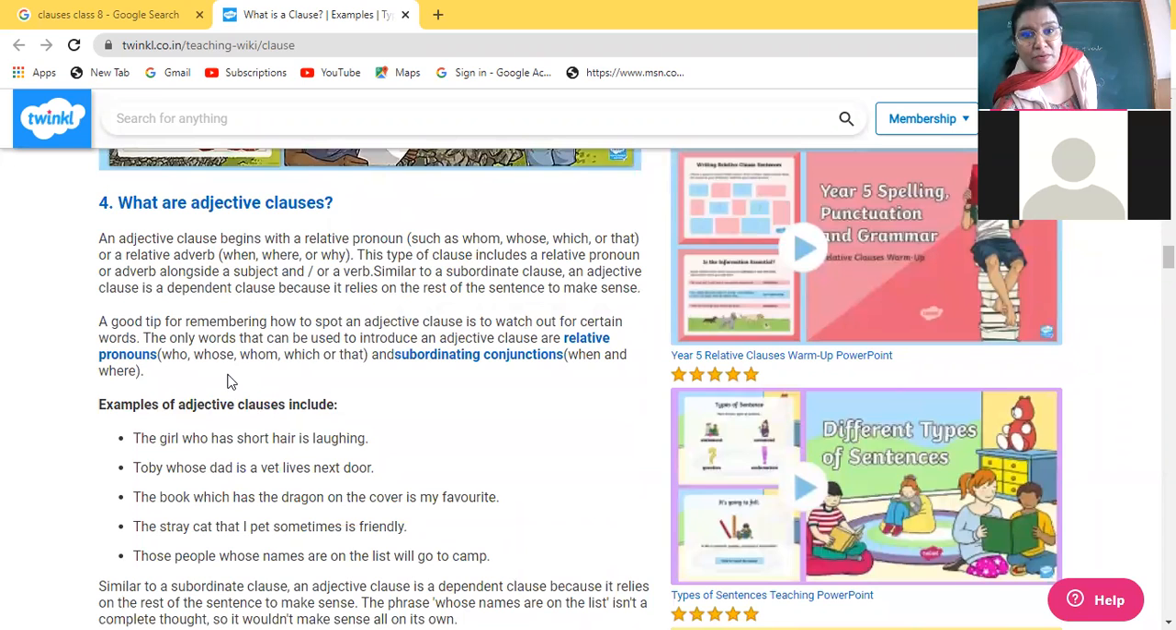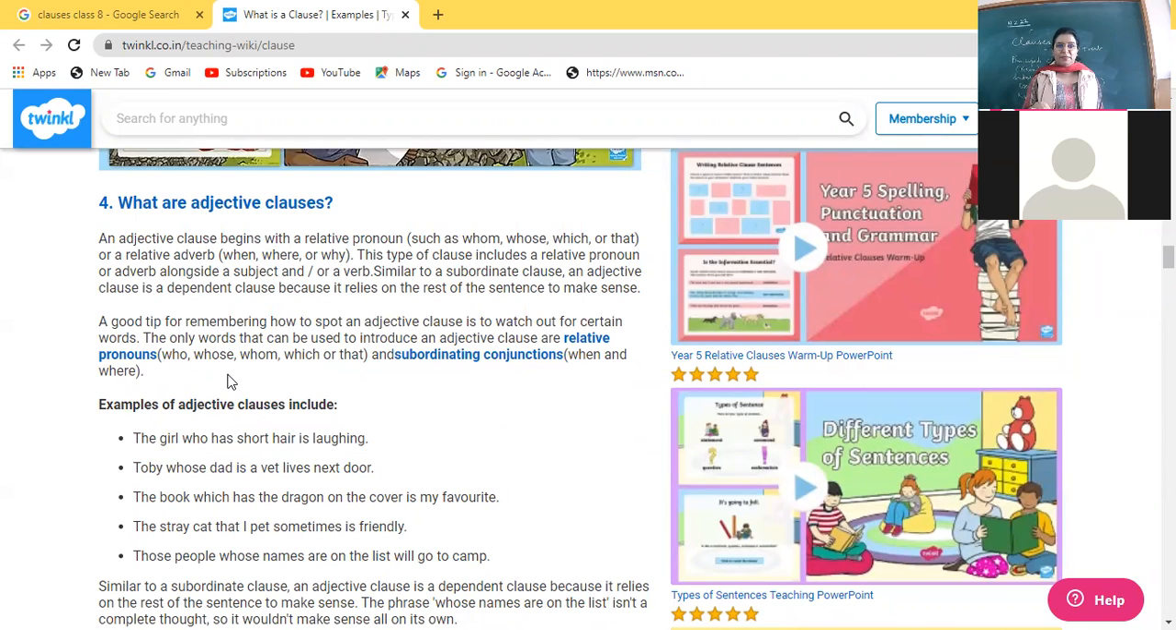Okay? Like here, yes, there are certain words you have to look out for. Now, relative pronouns, yes, are used to introduce an adjective clause, just like who, whose, whom, which, that. Where subordinate conjunctions are when, where. Okay, so little hints we have, right? Okay, the girl who has short hair is laughing. The girl is laughing. What is the clause here? Can you identify it? Can you identify the adjective clause?